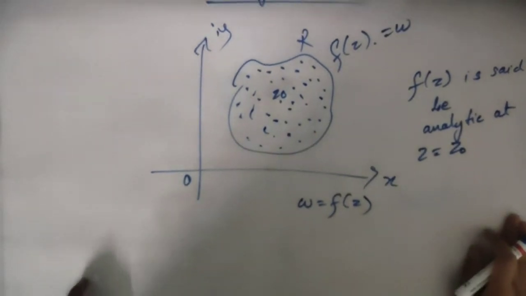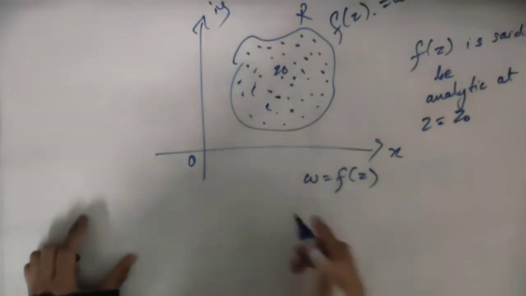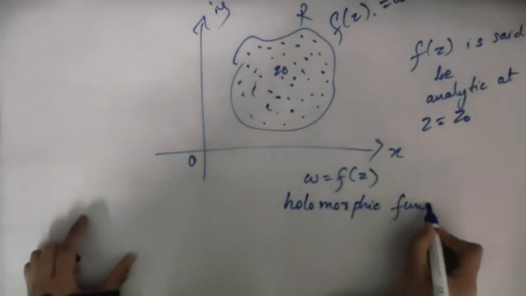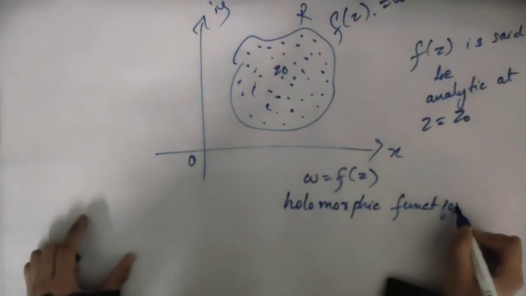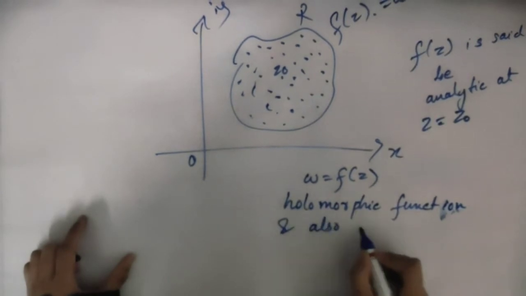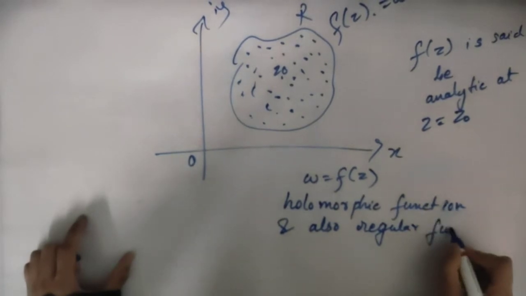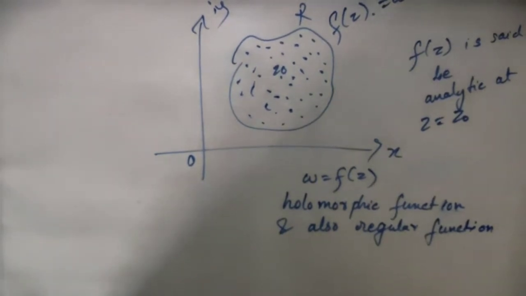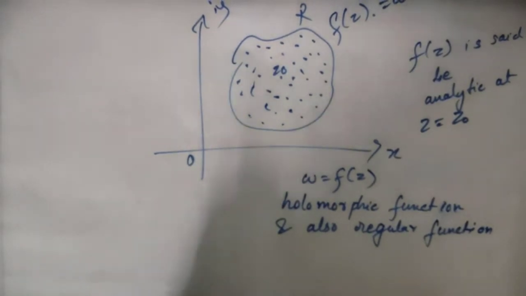There are other names for an analytic function. It is also called a holomorphic function or a regular function as well. So they are all other names for an analytic function. Any function which is differentiable at a given point is said to be analytic, so just remember this one important point. Now let us see the condition for any function to be analytic.